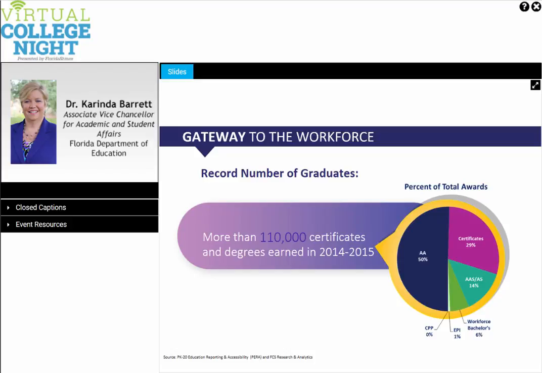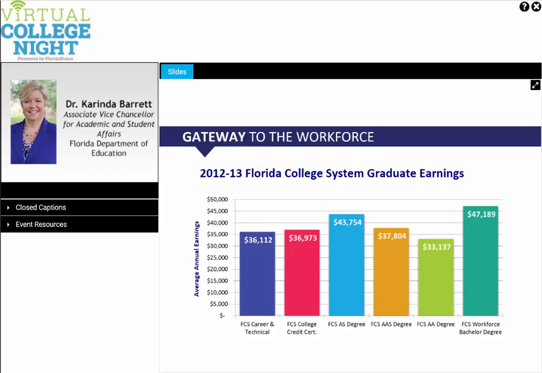Students graduating from college system institutions enter the workforce and continue to university in proportional numbers. This slide shows that more than 110 certificates and degrees were earned in 2014-15, and you can see that 50% of those were the AA, that's our transfer degree, and we have an AAS, which is our Applied Associate in Science, and the Associates of Science were 14%, certificates were 29%, workforce bachelor's degrees were 6%, EPI, which is our Educator Prep Institute, is 1%, and we had just a few people in the college prep program. So I just want to make sure you have that information there.